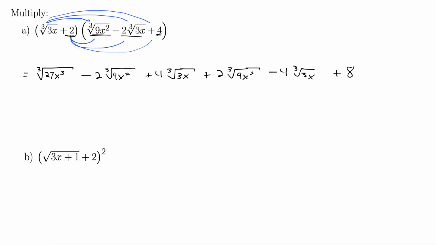And then something wonderful happens here. Looking at our first term, cube root of 27 is 3, and cube root of x cubed is x. So that all simplifies to 3x. Next, look at these two terms, minus 2 cube root of 9x squared and plus 2 cube root of 9x squared. Those cancel out. The same thing happens with 4 cube root of 3x and negative 4 cube root of 3x. Same thing, but negative, they cancel out, which leaves only the 3x and 8.